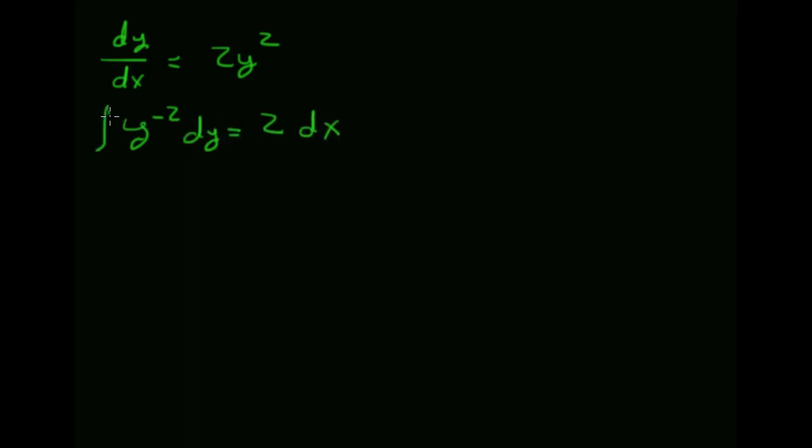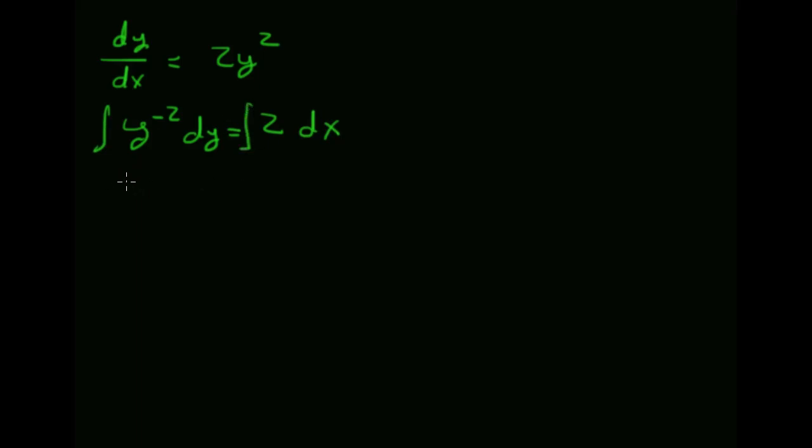Let's look at number 5. We have that dy dx is equal to 2y squared. And we have the initial value when x is 1, y is negative 1. So let's start by separating this out. We get y to the negative 2 dy is equal to 2 dx.